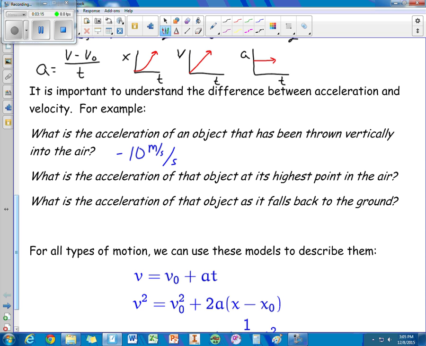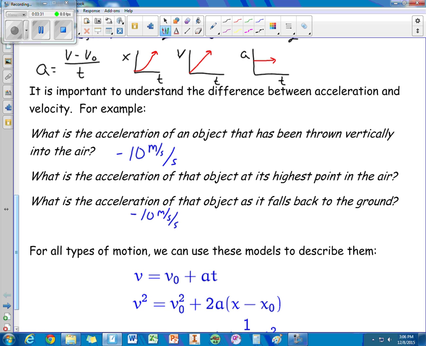Skipping one down here, what is the acceleration of the object as it falls back to Earth? Well, it's speeding up. It's getting faster, but it's moving in a negative direction. So once again, it's going to be our negative 10 meters per second per second.